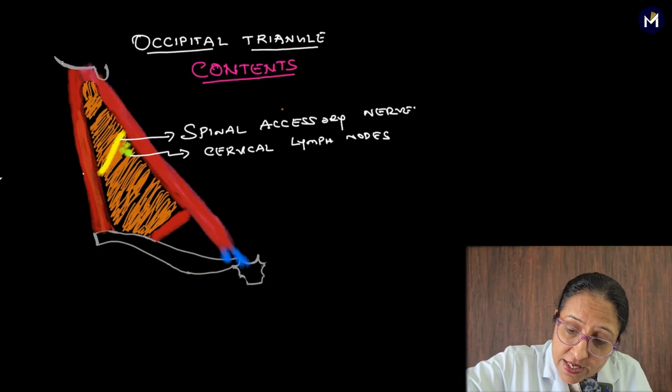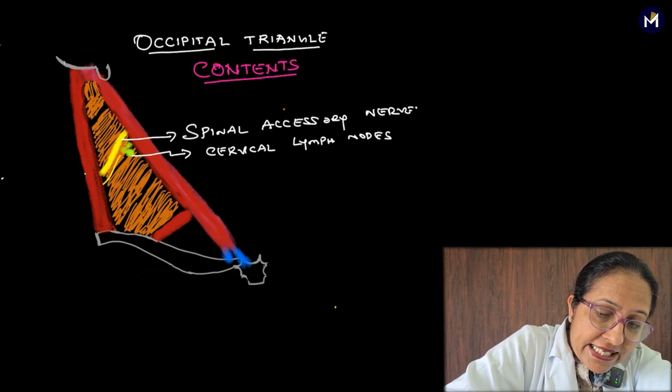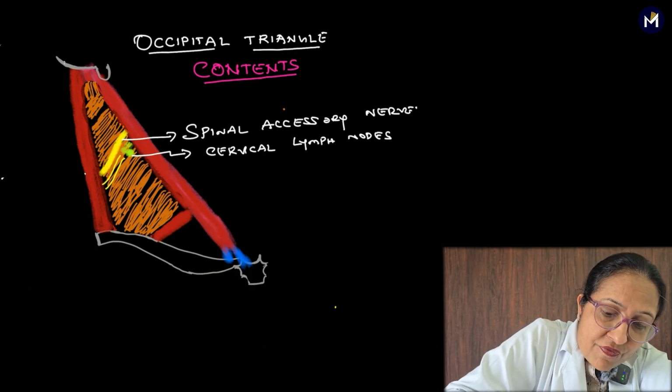And what is the function of trapezius muscle? It helps to shrug our shoulders. It helps to lift the upper limb above the head level, as in combing the hair. So if the spinal accessory nerve is injured, trapezius loses its motor nerve supply and the patient will have difficulty to comb his or her hair. The other content of this occipital triangle is we have C3 and C4 cervical nerves.